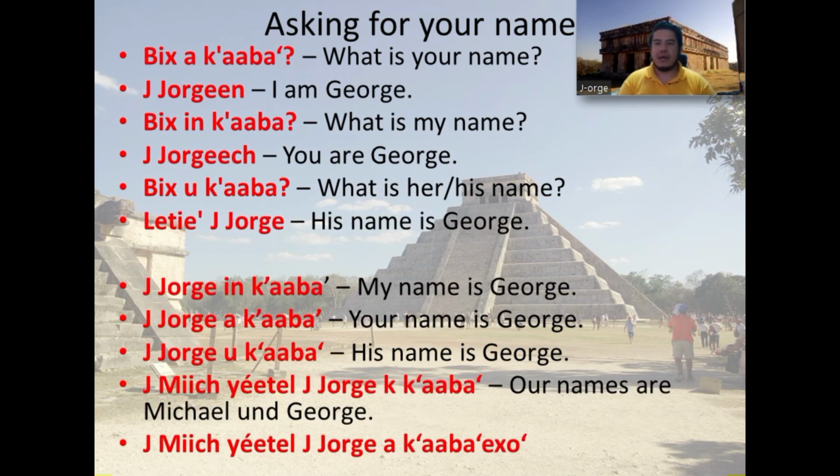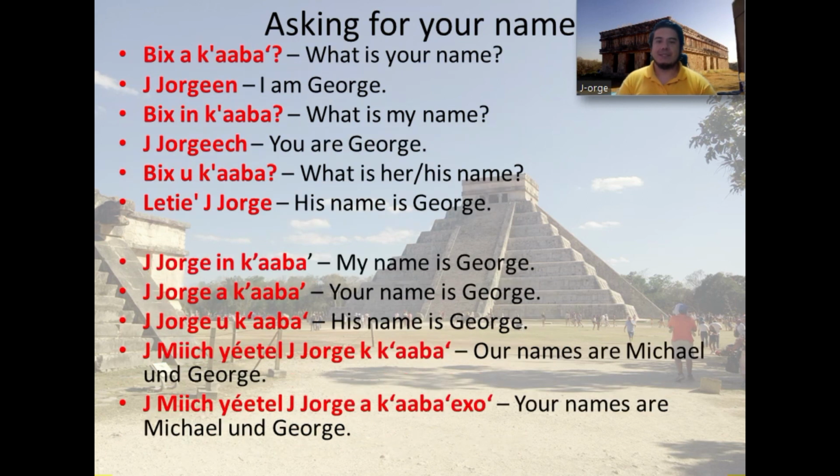Moving on, then we have Michetel Jorge Akaba Esho, which in this case means your names are Michael and George. As you can see, in this particular case, we not only have the morpheme A, which means second person, but we also have after Kaba the morpheme Esho, which means plural for this particular structure.